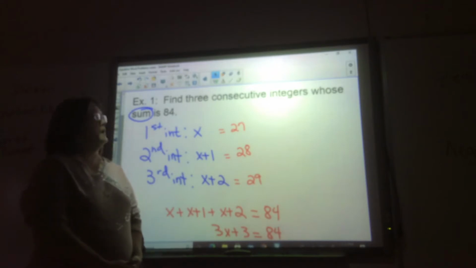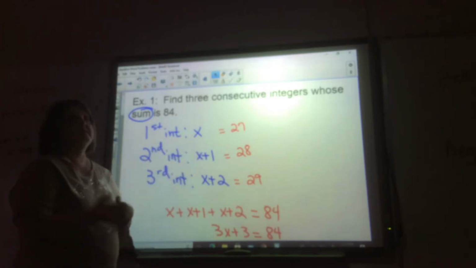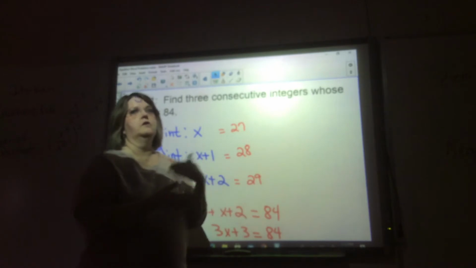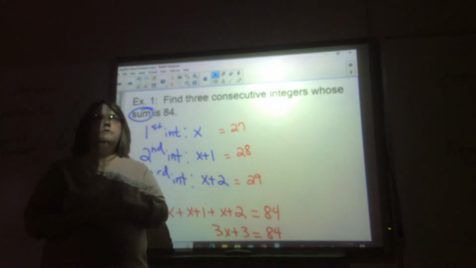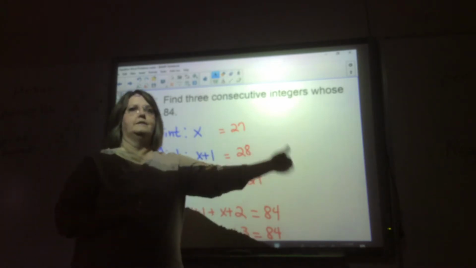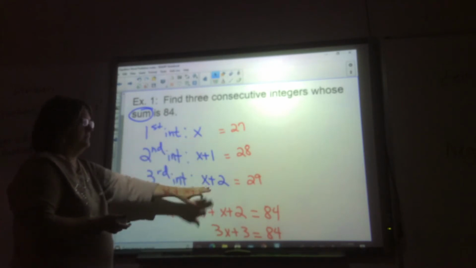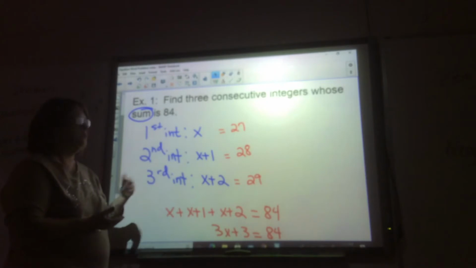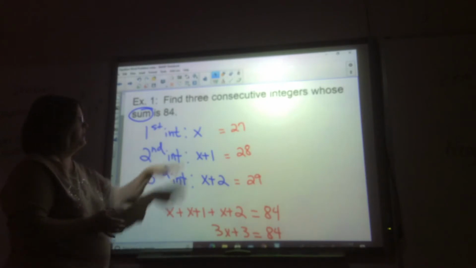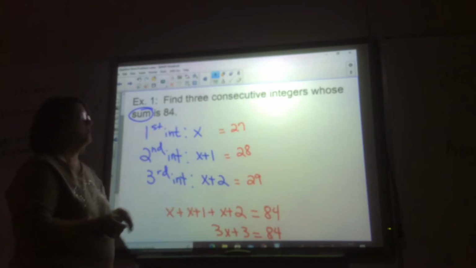So if I have 3 consecutive integers and I don't know what any of them are, we give the first one x. And since they are just one right after the other, if my first integer were 2 and I wanted to find 3 from 2, I would add 1. If I wanted to find 4 from 2, I would add 2. So it just goes x plus 1, x plus 2, and if you had 5 integers, x plus 1, x plus 2, x plus 3, x plus 4, like that.